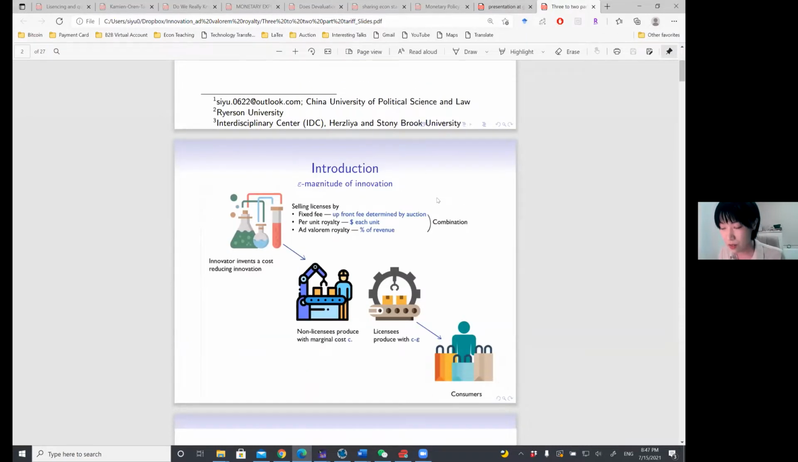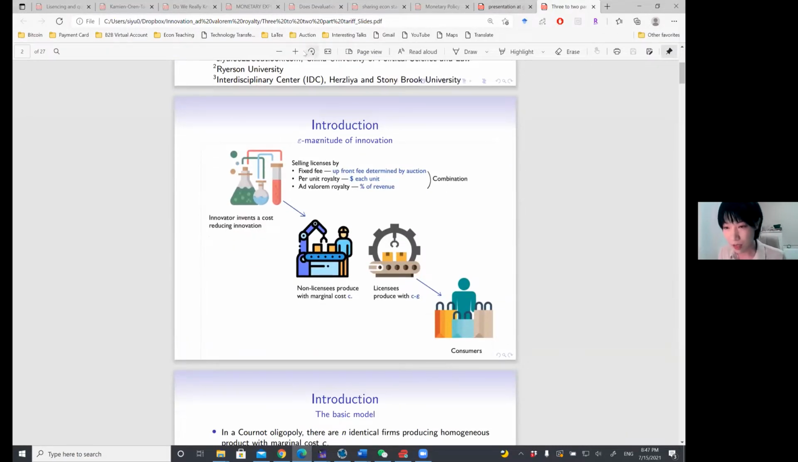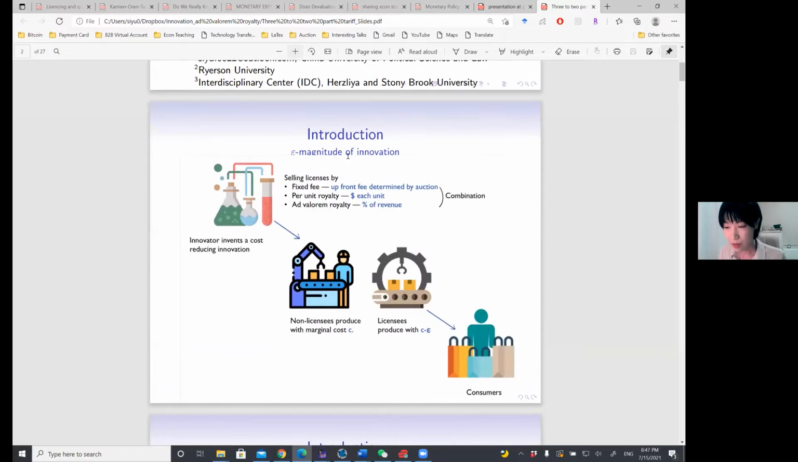Let me first introduce the background story. We are studying an outside innovator with a cost-reducing innovation. With this innovation, the production cost can be reduced from the original level C to some C minus epsilon, where epsilon is the reduction level. And we're considering a quite general patent licensing scheme, which includes 3 very popular and widely used payment methods.